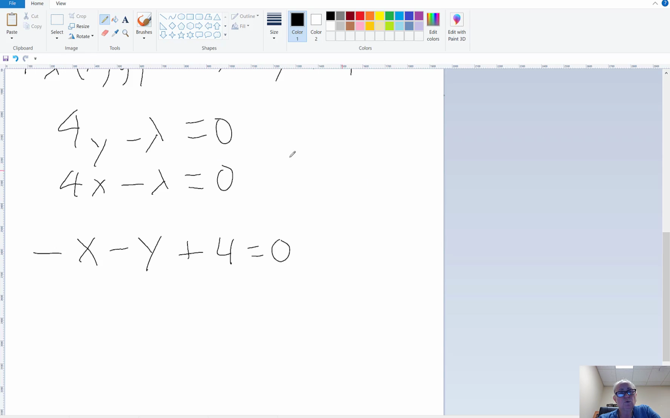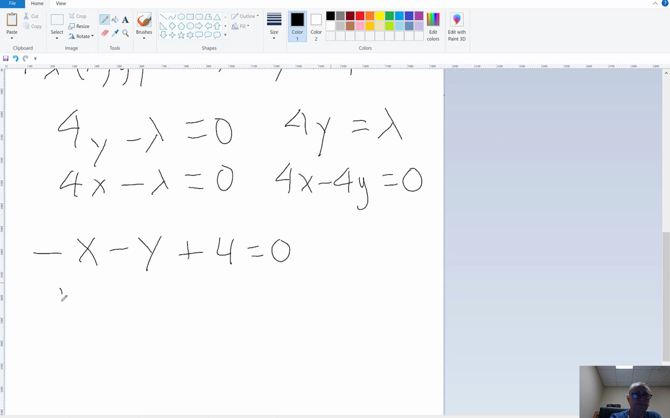Now, there are many ways to solve this, but what I see is that the first one, I'll just start with it. If I move the lambda to the other side, I get 4y equals lambda. So in this equation, instead of lambda, I can put 4y, giving 4x minus 4y equals 0. And I could go on and solve this for y and sub it in, or I could solve this by using the elimination method, which is what I want to do.